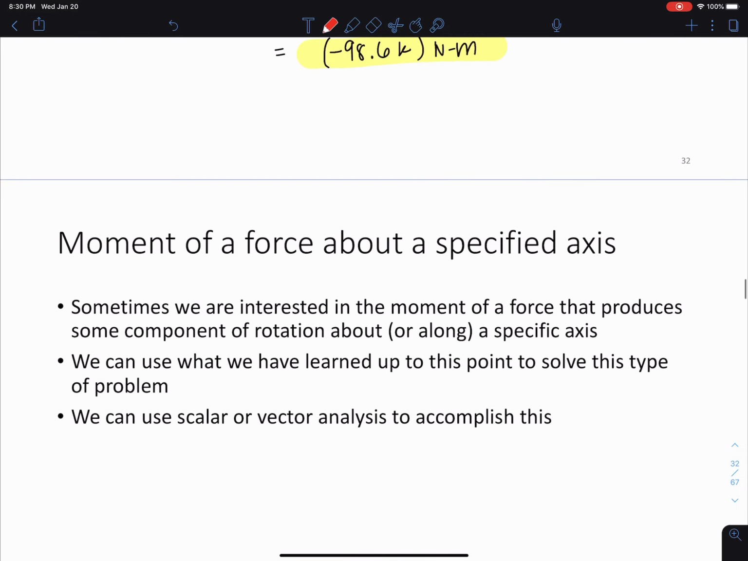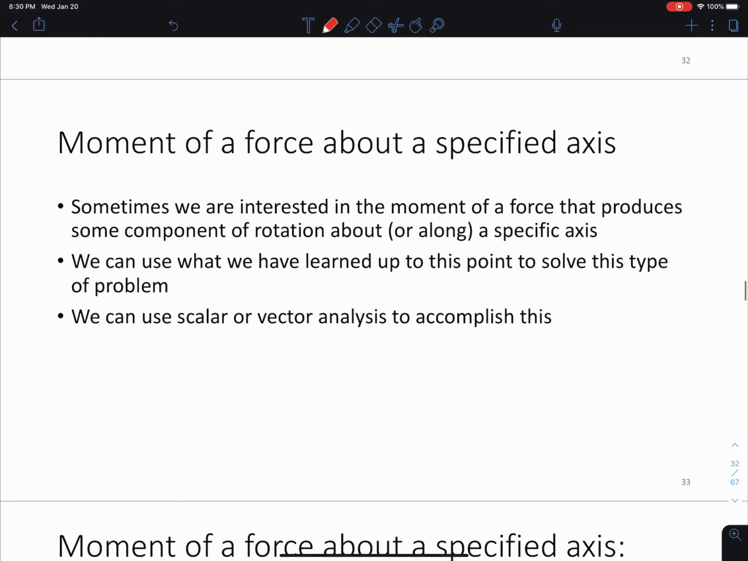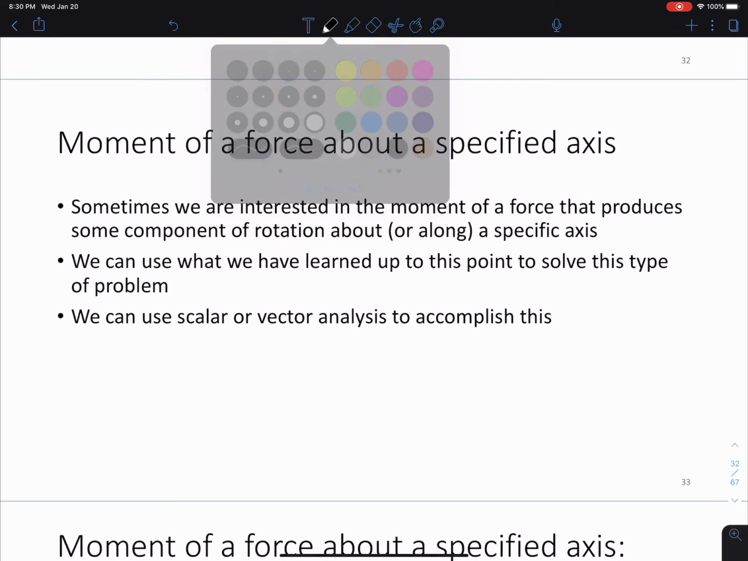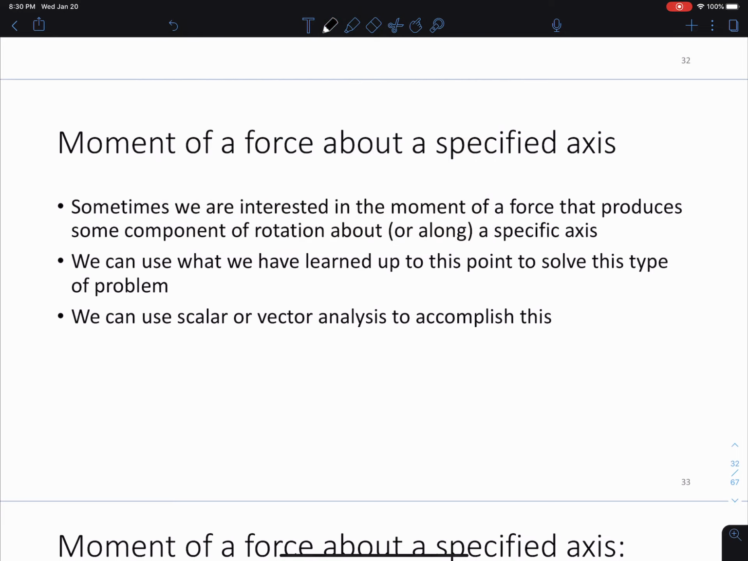Let's go ahead and continue here. So next thing we're going to do, we're going to talk about moment of a force about a specified axis. So sometimes we're interested in the moment of a force that produces some component of rotation along a specific axis. It might not even be the pure X or Y axis. It could be any important axis.